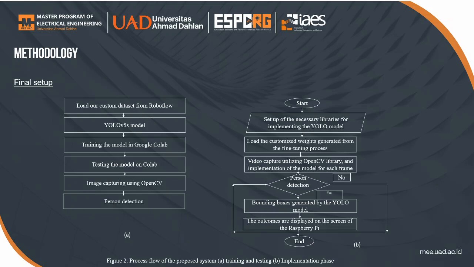In the case of pedestrian detection, bounding boxes are generated by the YOLO model, and the outcomes are displayed on the screen of the Raspberry Pi. If no person is detected, then we go to the next frame.